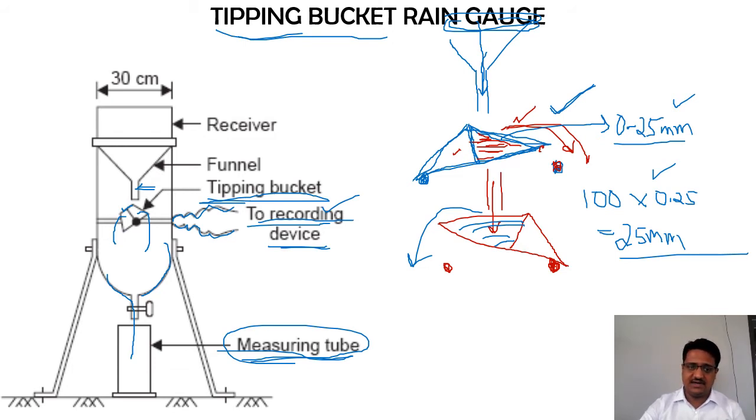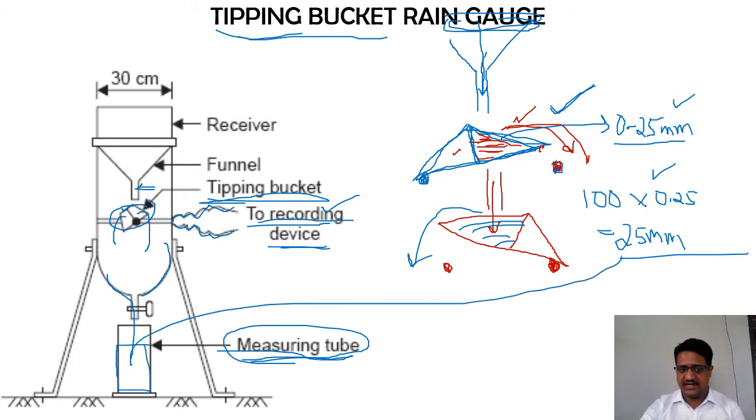That is to check the tippings, since it is a mechanical process which is happening. We need to make sure that the quantum of rainfall that has been collected over here is equal to what we are getting from the calculation. If the working of this entire section is correct, then the quantum of water collected over here should be equal to the result we got from the calculation. So that's why, just as a safety measure, they usually have this measuring tube put over there.